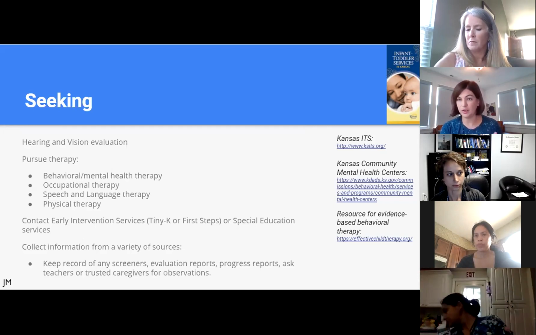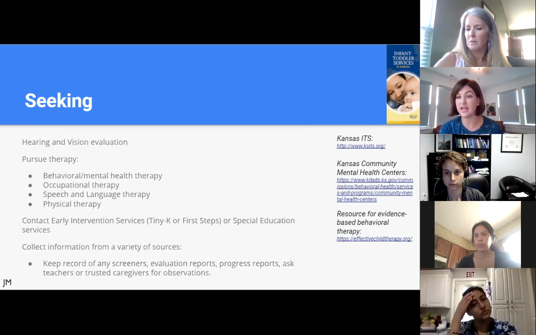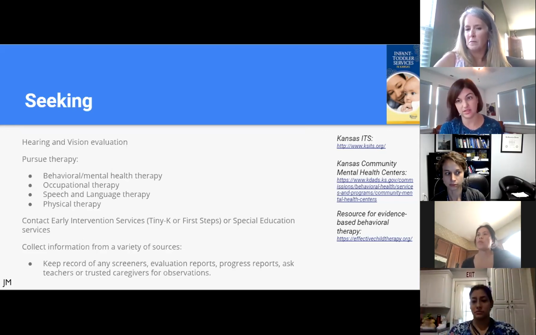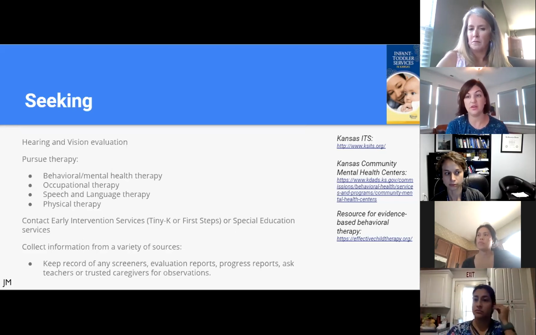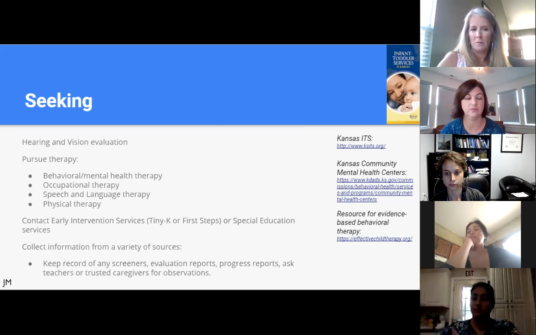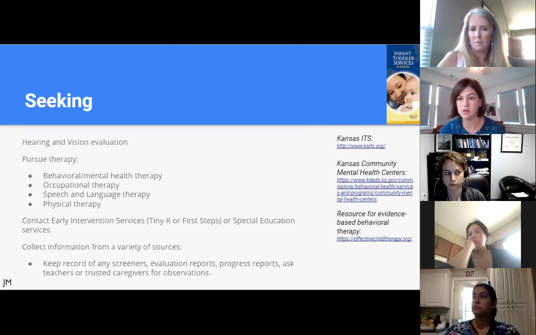Each of those programs have their own evaluation and eligibility process, but a child does not have to have a diagnosis or a medical diagnosis to receive services. It's based on functioning and needs and the eligibility requirements of those specific organizations.